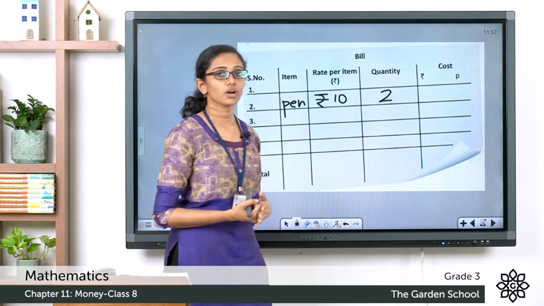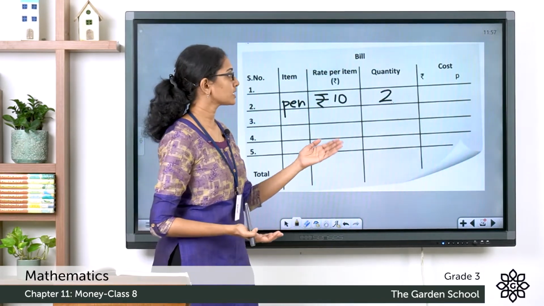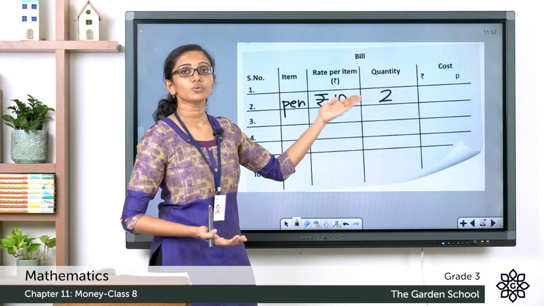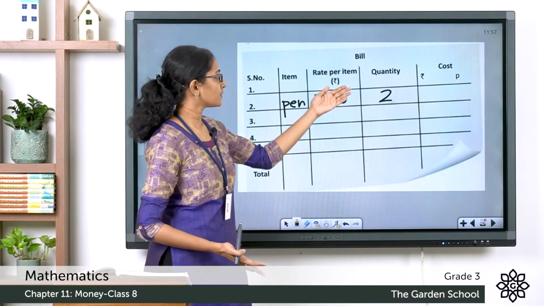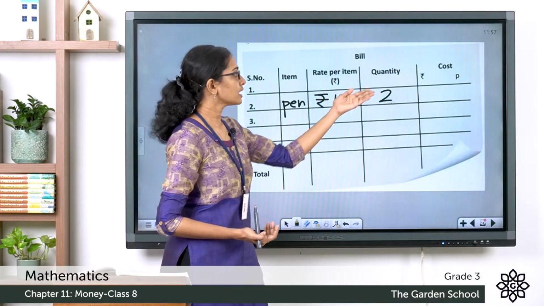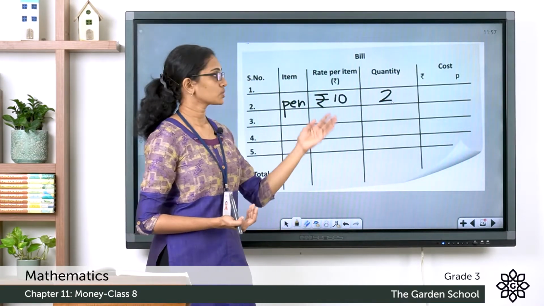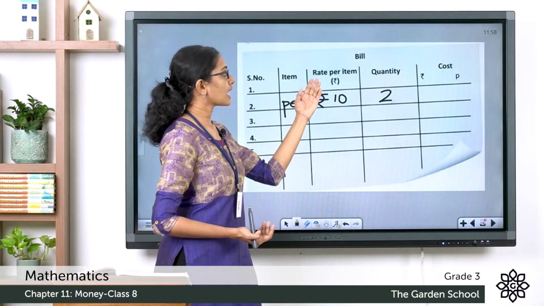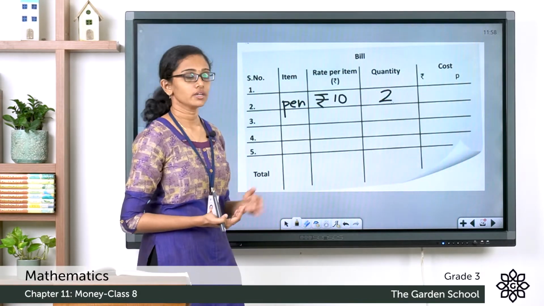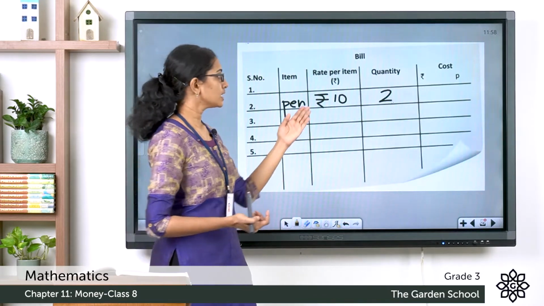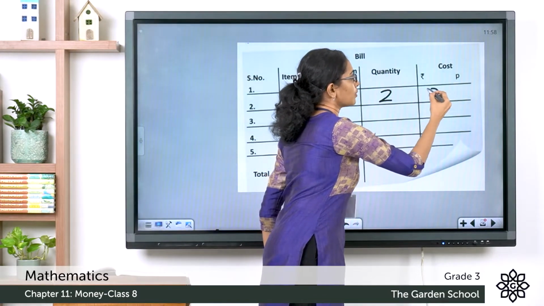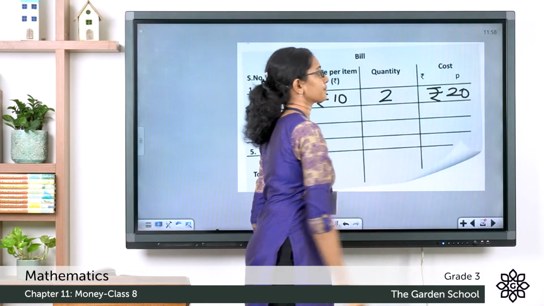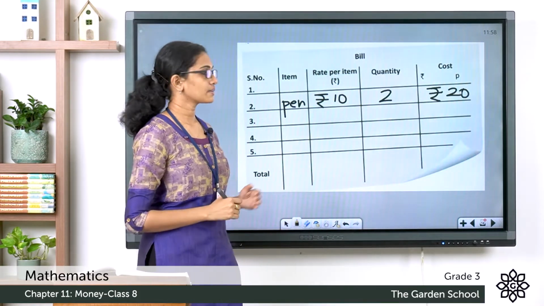Now in the cost column, what will you see? You will see the cost of 2 pens. The total cost of 2 pens. How would you find it out? You have the rate per item and the number of units of that item. So the cost will be the rate per item into the quantity. So the cost of 2 pens will be rupees 10 into 2, that is equal to a total amount of 20. So this is just a simple example.